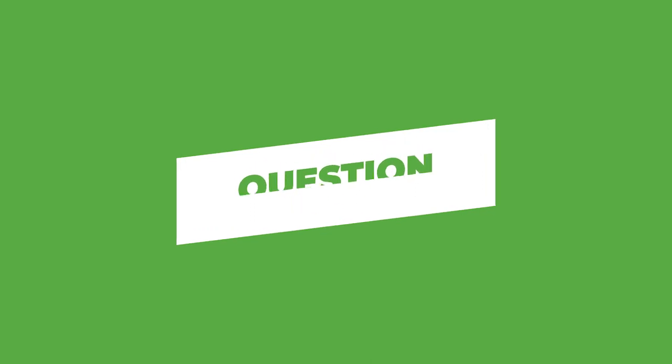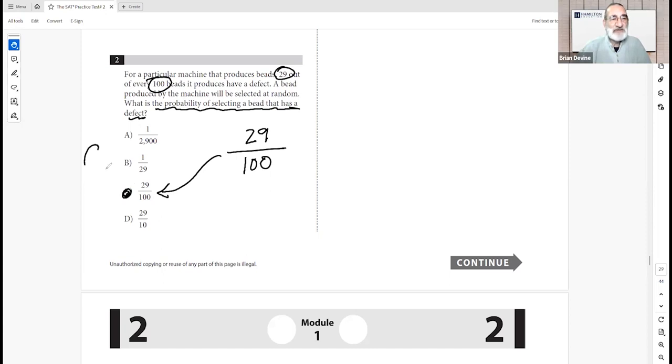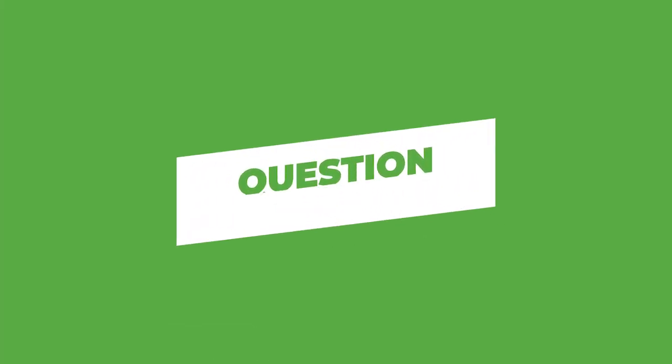Question 2. For a particular machine that produces beads, 29 out of every 100 beads it produces have a defect. So if a bead is produced by the machine and it's selected at random, what is the probability of selecting a bead that has a defect? Well, they tell us 29, the number of successful defects out of every 100. So we're given this proportion or ratio, I should say, and the answer appears magically. And again, it's C.